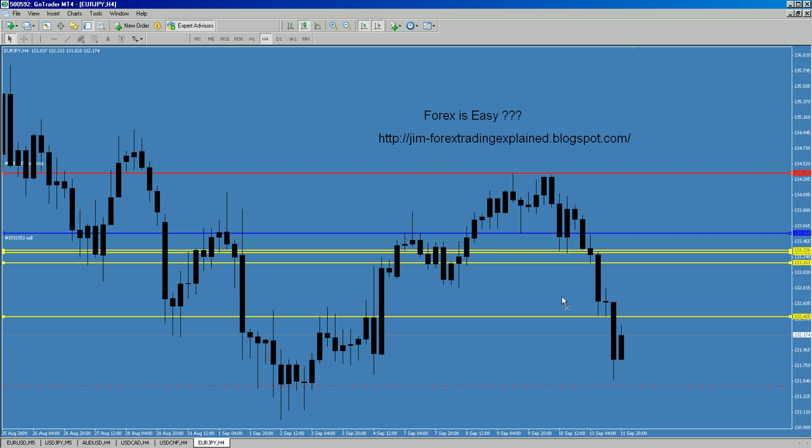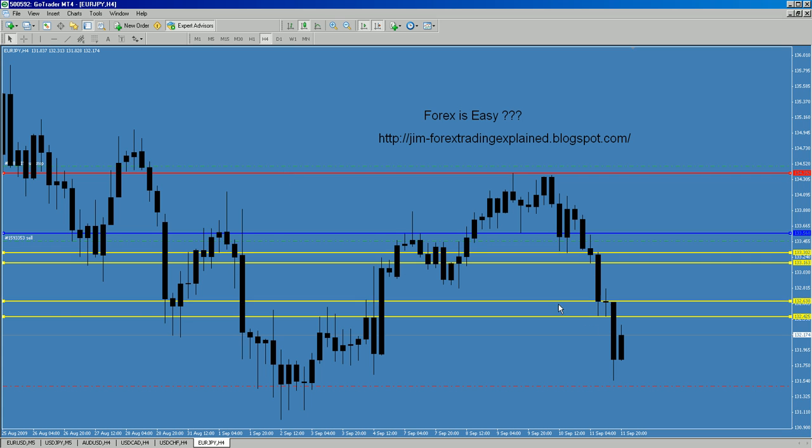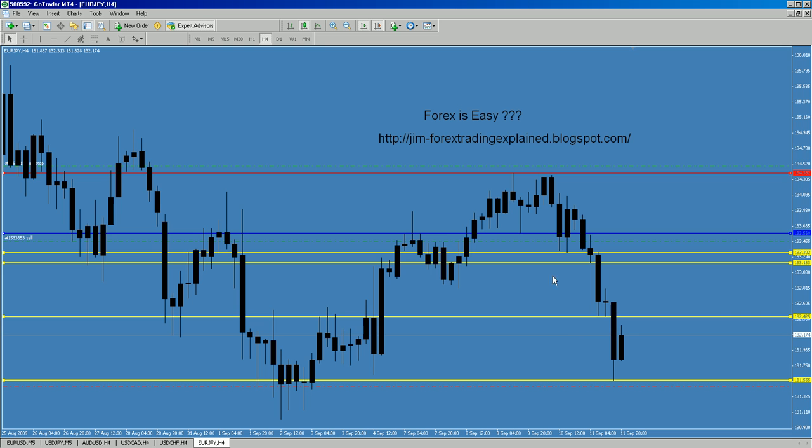New low there. Not sure if there's a new low next to that or not. Let's have a look. 132.437, 132.43. It's basically the same low. New low on the second last candle of the week there. So here we are. We're short.